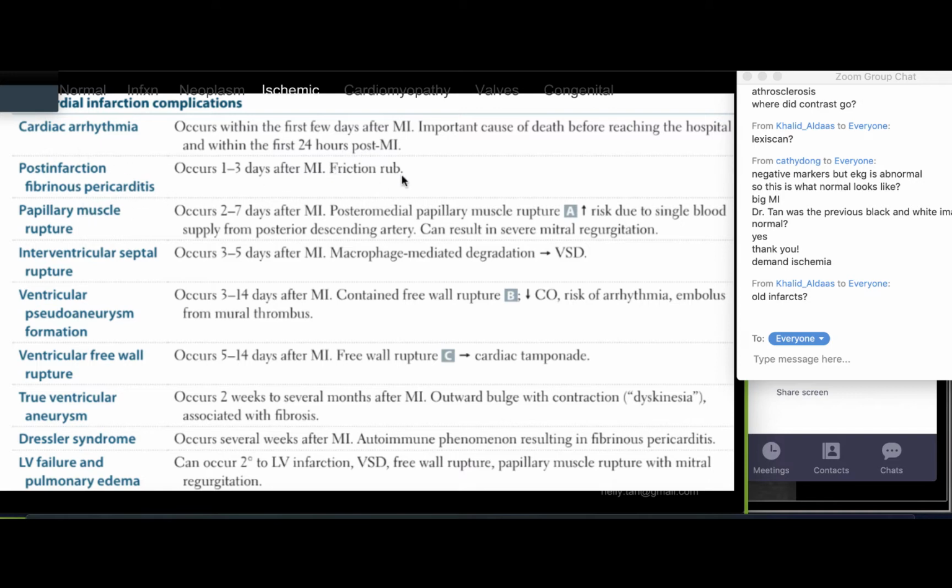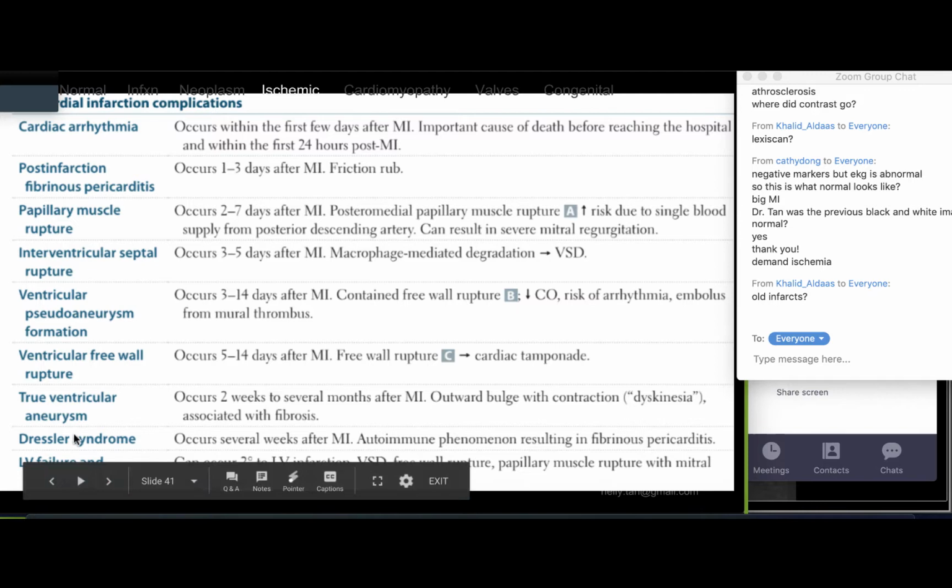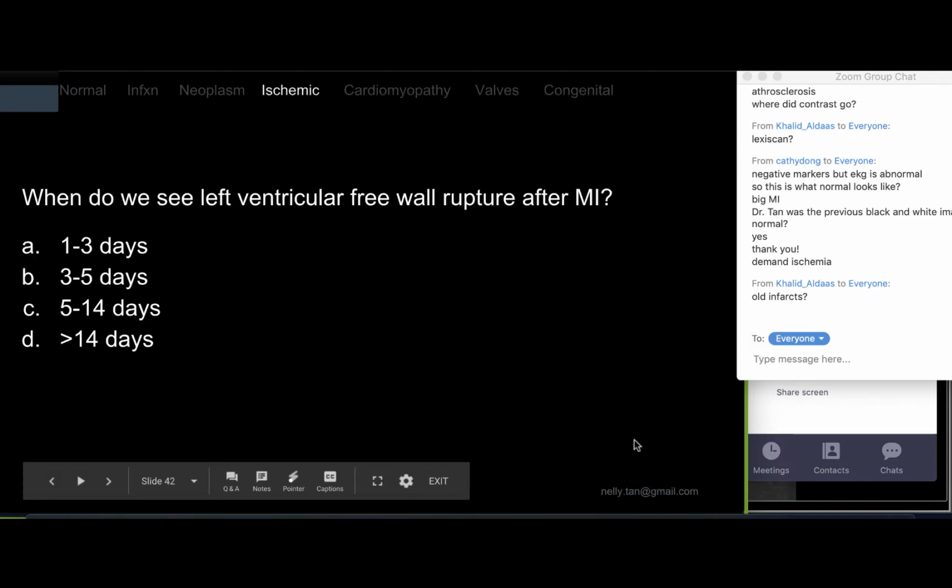We learned this a lot for friction rub, but I wonder if anyone ever actually hears friction rub. And then papillary muscle rupture, which we reviewed, occurs within a week, and then you can go on to more severe complications depending on the size of the infarct. You get septal rupture, aneurysm formation, or the left ventricle, which can just blow out because the dead muscle becomes a weak area. Dressler syndrome happens weeks later, and it's an autoimmune response resulting in fibrinous pericarditis.